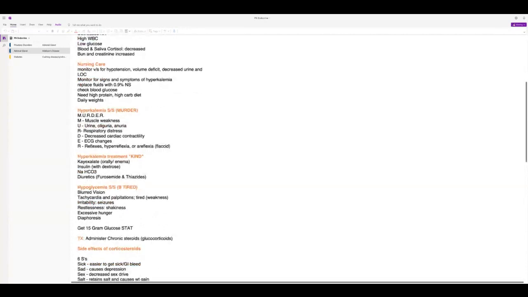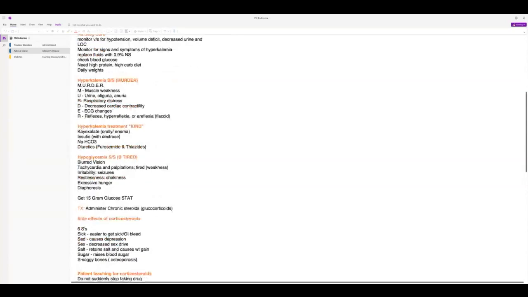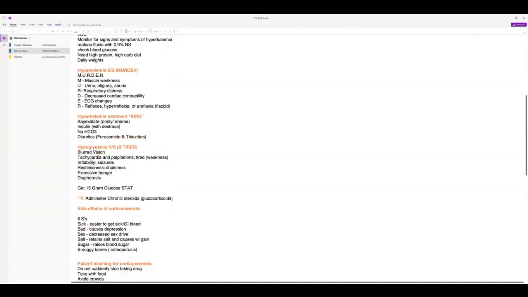Okay. Now, the treatment for Addison's and the treatment for adrenal crisis is going to be to give them steroids. That's why you never stop steroids abruptly, because they can go into adrenal crisis, right? So the side effects of steroids, remember that they can get sick easy, they can get sad, they can retain salt and weight gain, which may increase their blood pressure. So you have to monitor for hypertension with people that are on corticosteroids.